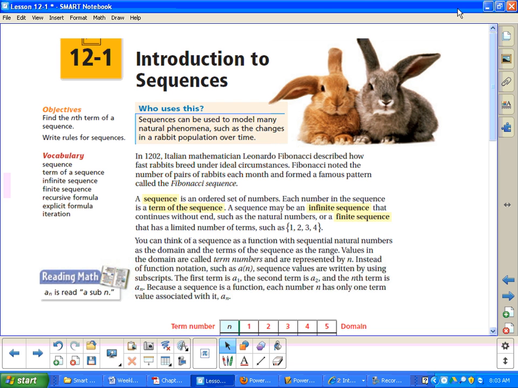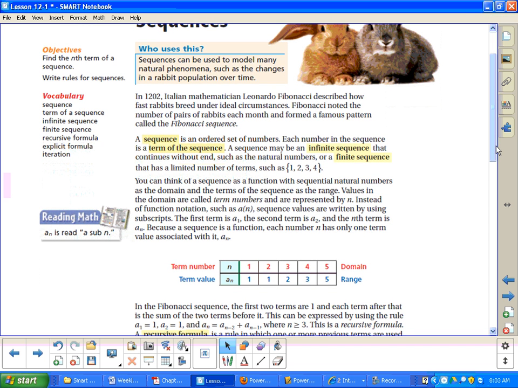So one of the most famous sequences is called the Fibonacci sequence. And we'll be looking at that one. That's kind of a neat one. And a guy named Leonardo Fibonacci was the creator of it, and he actually talked about rabbits in the process of doing that.